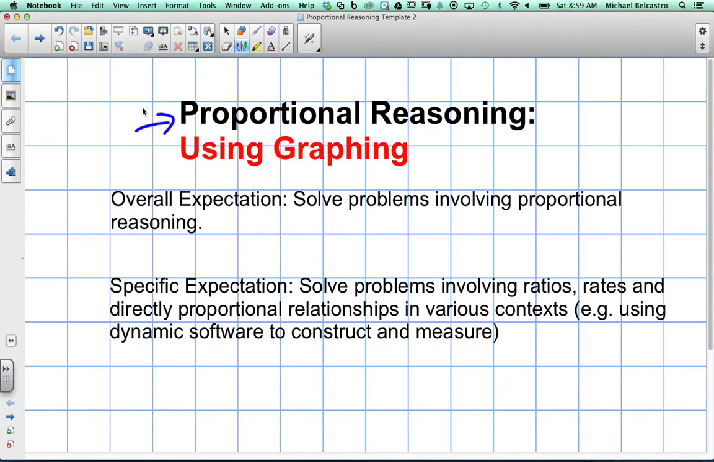Okay, we're looking at proportional reasoning, and the method we're going to use to solve this question is by graphing. The overall expectation is to solve problems involving proportional reasoning, and the specific expectation is to solve problems involving ratios, rates, and directly proportional relationships in various contexts. And we're going to use dynamic software to construct and measure.